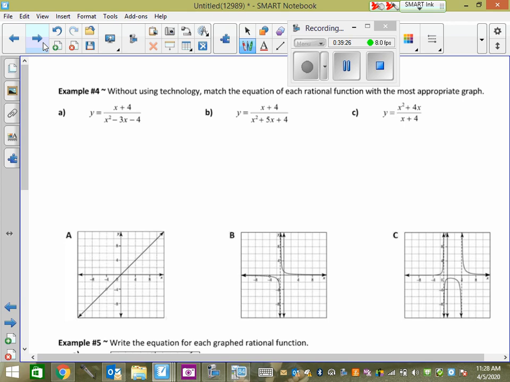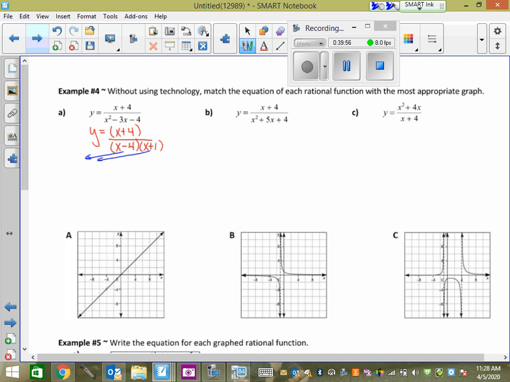Without using technology, match these. Okay, well, let's factor. y equals x plus 4 on the top. What multiplies to -4 and adds to -3? x minus 4, x plus 1. Does anything cancel? No. Don't go back and be like, oh, it must cancel. It doesn't have to. If nothing cancels, then we just end up with 2 vertical asymptotes. So we have 2 of them because it didn't cancel.